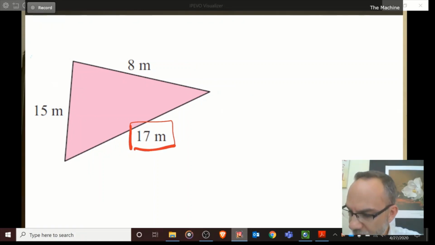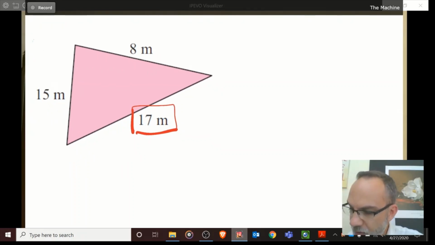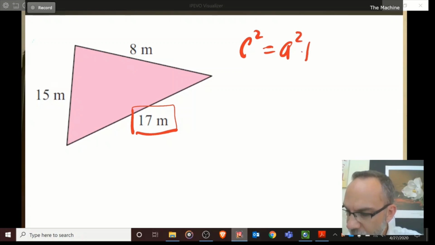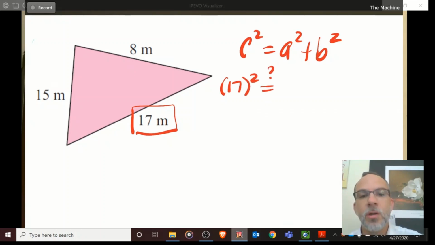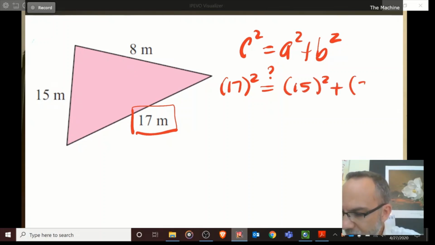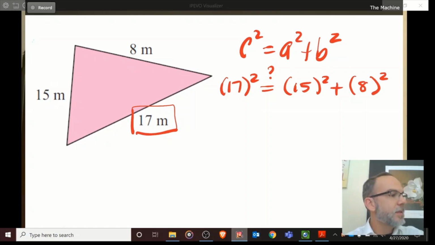So let's double check it. Let me just see here. C squared has to be equal to a squared plus b squared if it's a right triangle. And so that means 17 squared, is it? I don't know, I'm asking. See the question mark on top? I don't know. Is it equal to the one short side, 15 squared, plus 8 squared? I don't know. Let me run the numbers. You get your calculator and have to run your own numbers.